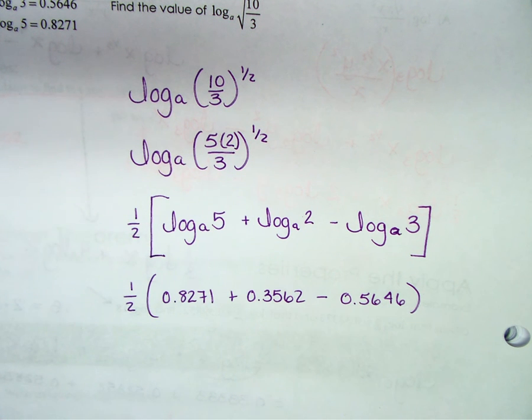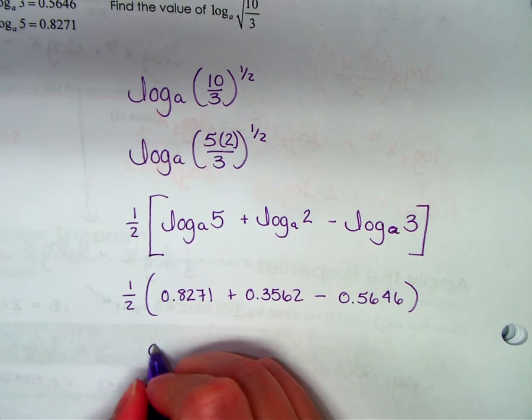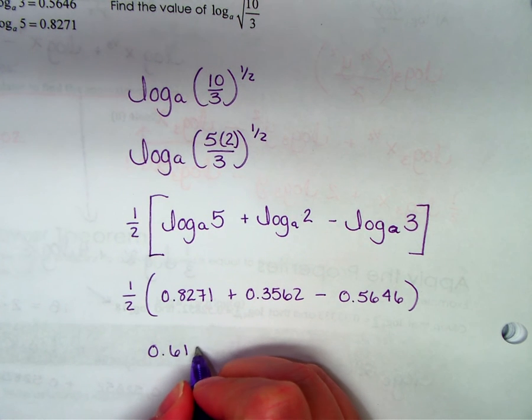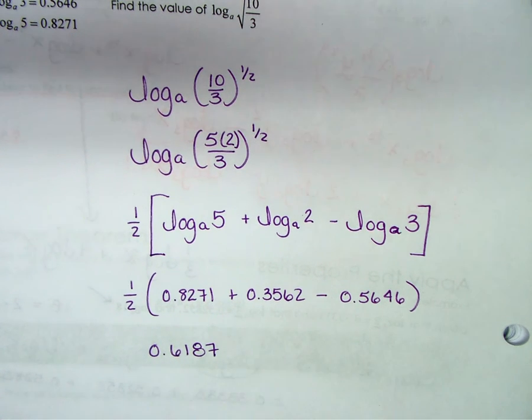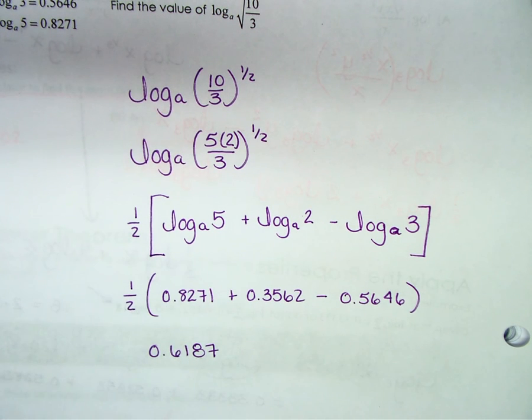Okay, what do we get? 6187. And did you times by the 1/2? What? You didn't yet?